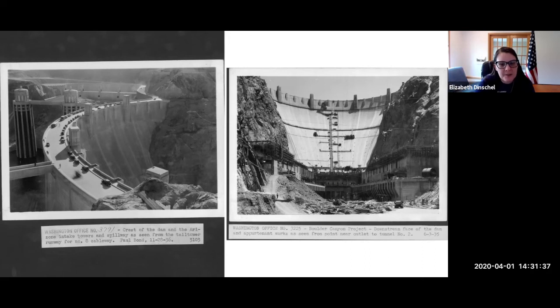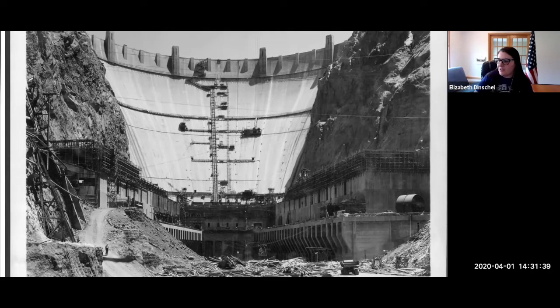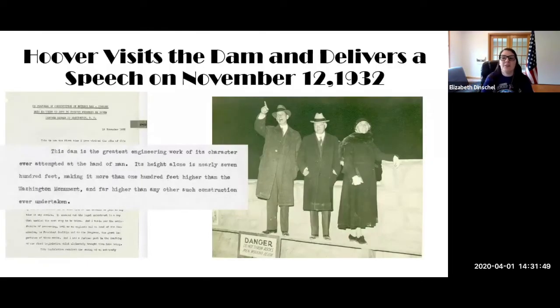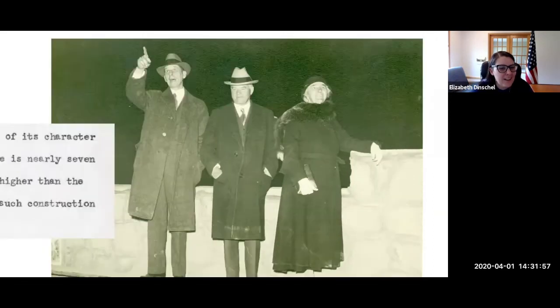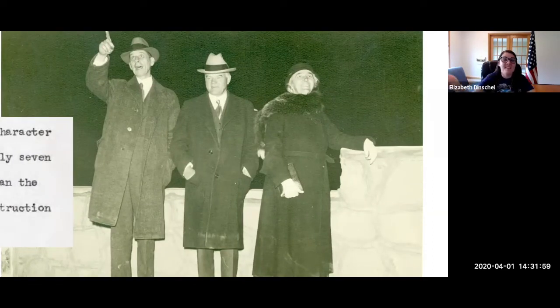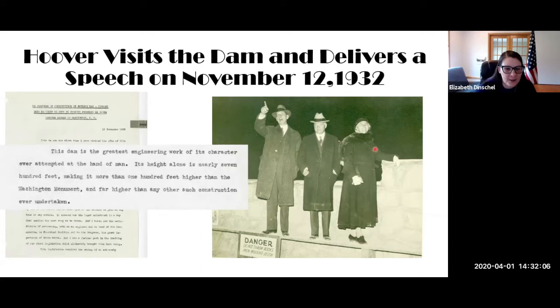And here's another picture of construction from the Bureau of Reclamation. As they were finishing it out, you can see the whole arch of the dam is constructed at this point. So in 1932, Herbert Hoover visits the dam and he delivers a speech. And do you see something funny about this picture? It's nighttime. This is Herbert Hoover right here, and this is Lou Hoover. This is Secretary Wilbur. This is the guy that said we could name it the Hoover Dam, right?